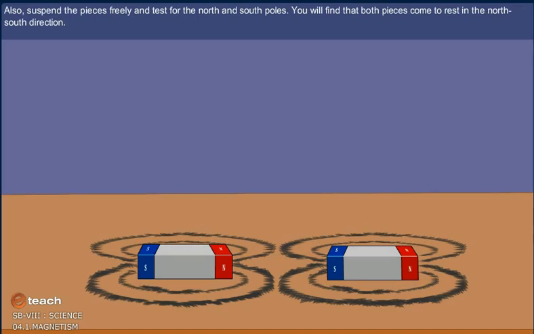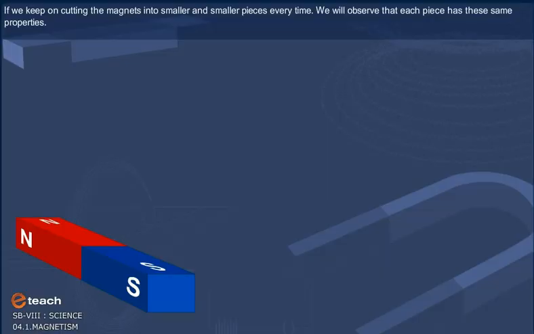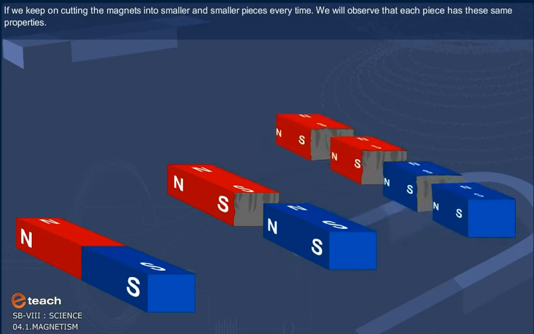Also, suspend the pieces freely and test for the north and south poles. You will find that both pieces come to rest in the north-south direction. If we keep on cutting the magnets into smaller and smaller pieces, every time we will observe that each piece has these same properties.